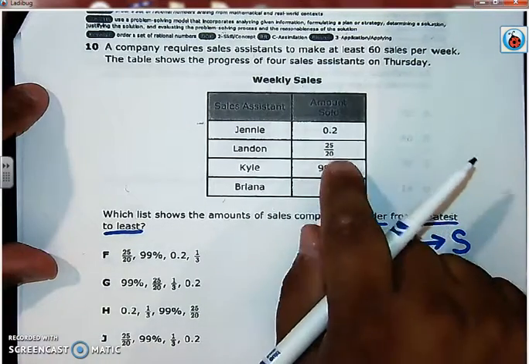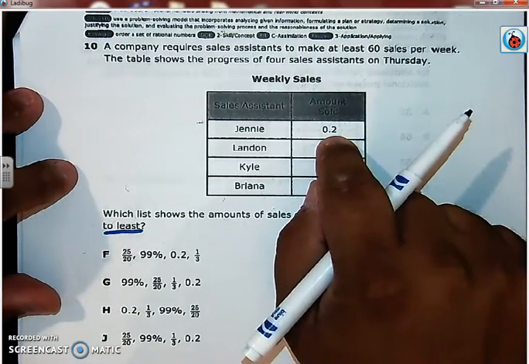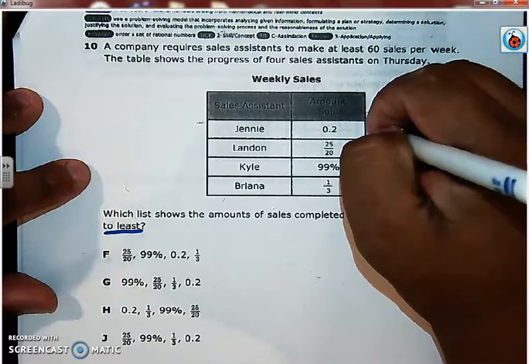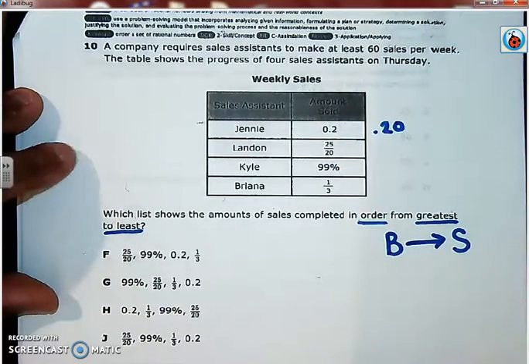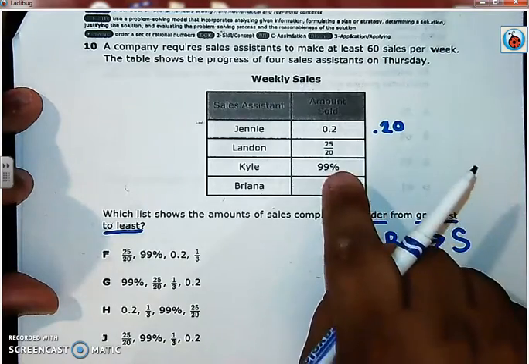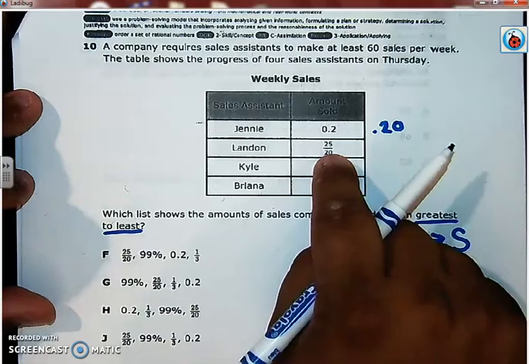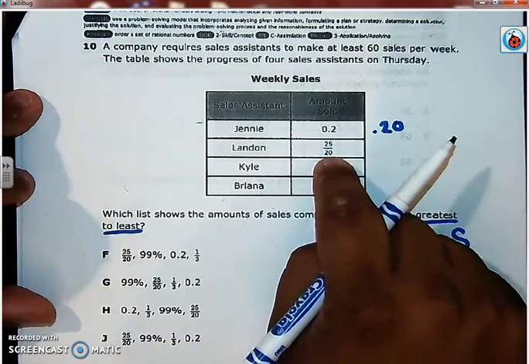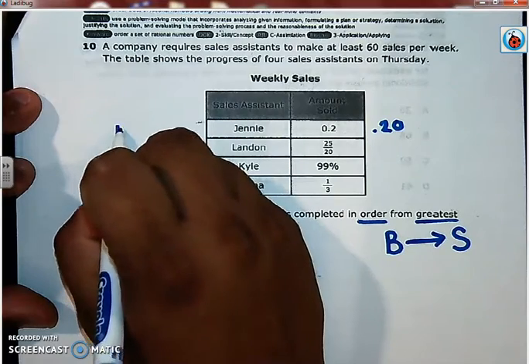So the only thing that's missing from this 0.2 to make it into money is a 0 at the end. So this is going to be decimal 20 or 20 cents. 25 over 20. I know that this is an improper fraction, so this is going to be more than $1. If I want to know exactly how much, let's divide and check.